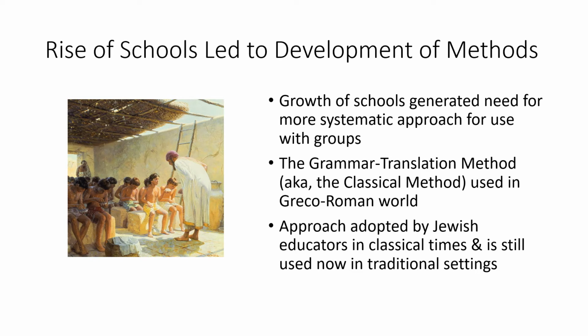And the classical method, or the grammar translation method, we know was the oldest method used for teaching language classes in schools. It was used in the Greco-Roman world. And because of that, Jewish educators in ancient Israel, at the end of the biblical period and beginning of the rabbinic period, adopted this method to teach different languages in their schools, and it is an approach that is used to this day in the most traditional Jewish educational settings.